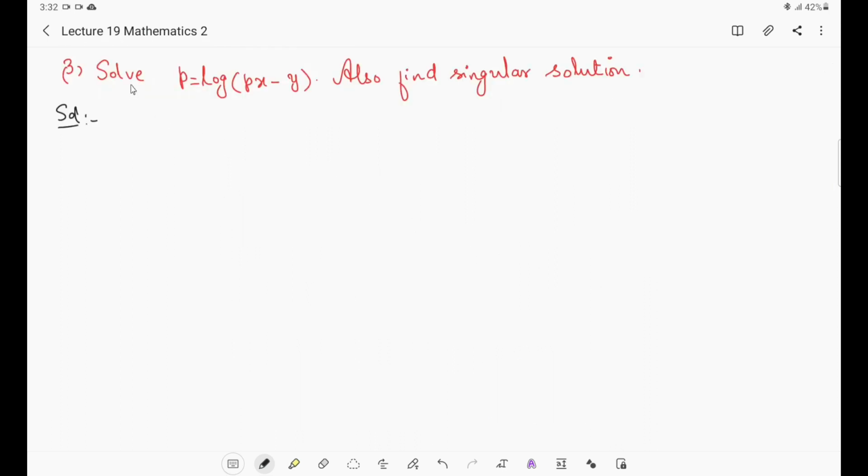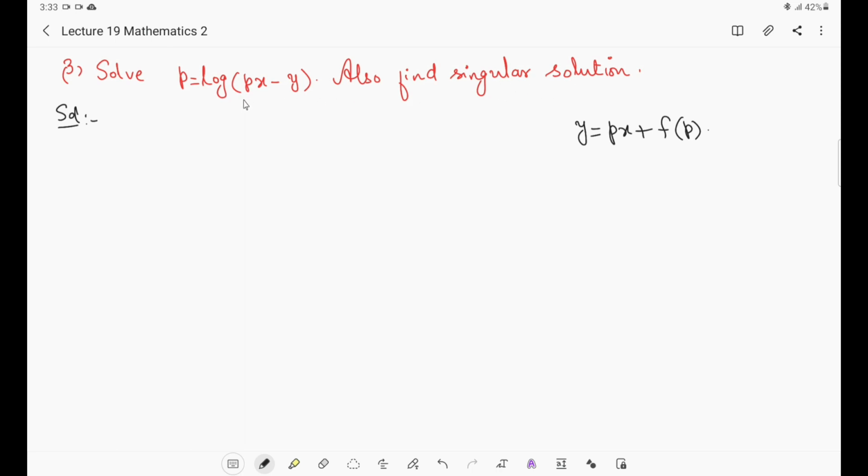Okay, the third question is: solve p equals log of px minus y. Also find the singular solution. As I told you earlier, if we are asked to find the singular solution or the equation involves p, then we have to understand that this problem is related to Clairaut's equation and we should try to convert the given equation to this form, y equals px plus f of p. If we are confirmed that the given equation is reduced to this form, then we can replace p with c to get the general solution. After getting the general solution, we have to find the singular solution also.